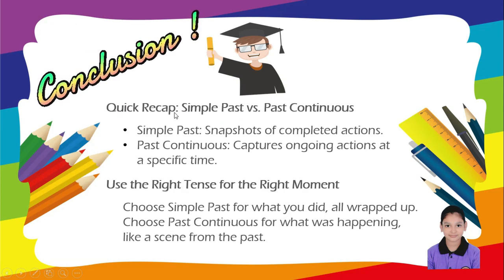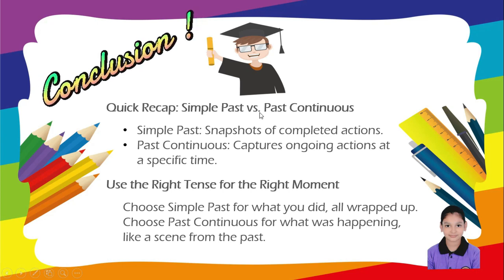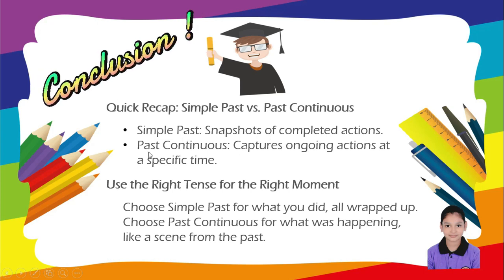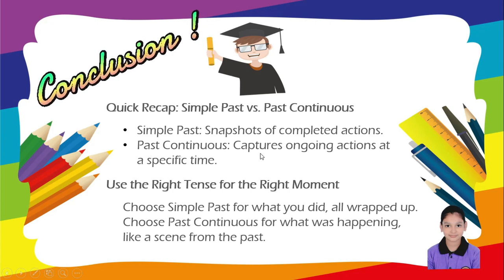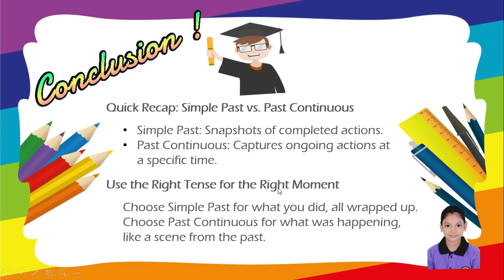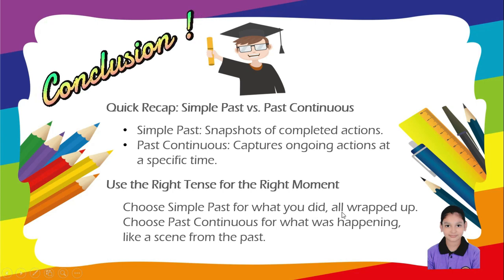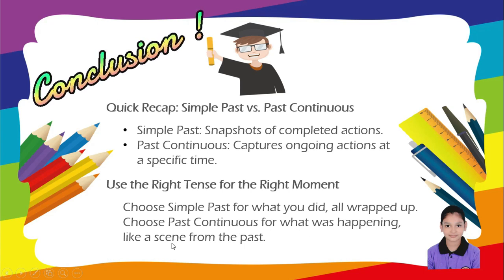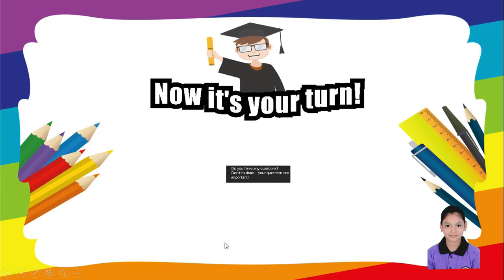Conclusion. Quick recap. Simple past versus past continuous. Simple past: a snapshot of completed action. Past continuous: captures ongoing action at a specific time. Use the right tense for the right moment. Choose simple past for what you did or wrapped up. Choose past continuous for what was happening, like a scene from the past.